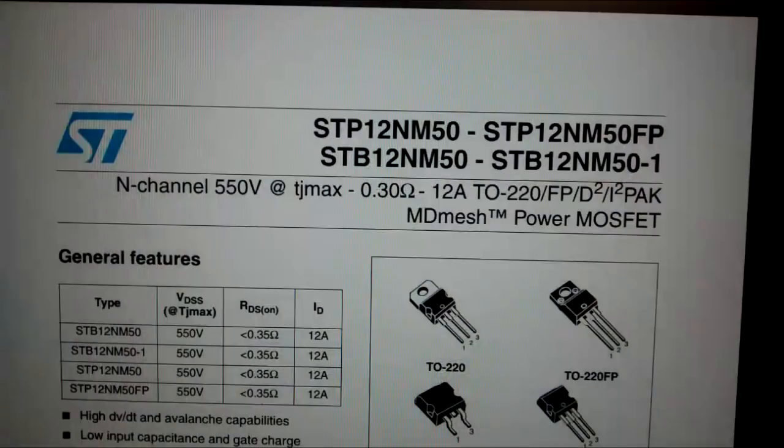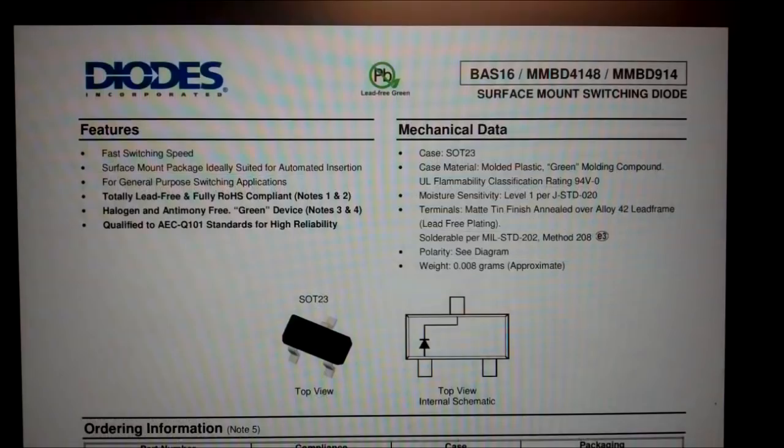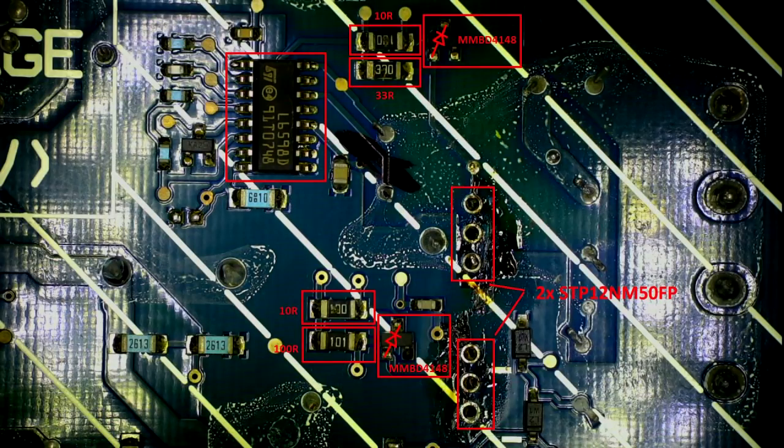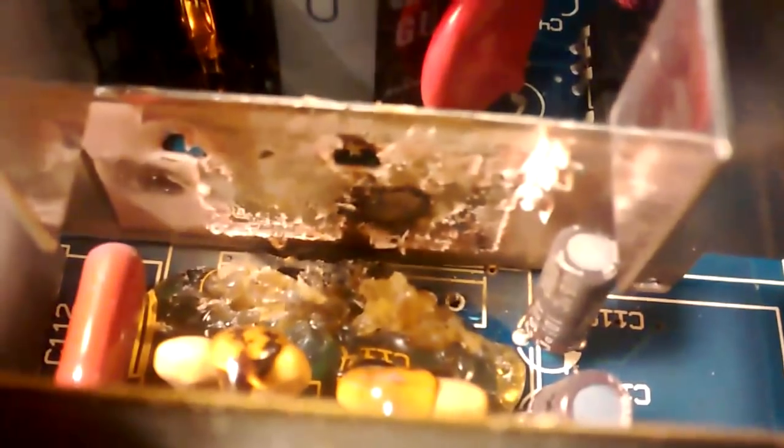That's the letters FP after the TO220. Be sure you get this isolated version, nothing else. The signal diode is probably the MMBD4148. So here's an overview of all the parts that need to be replaced if you find one or both of the power MOSFETs to be defective on this board.